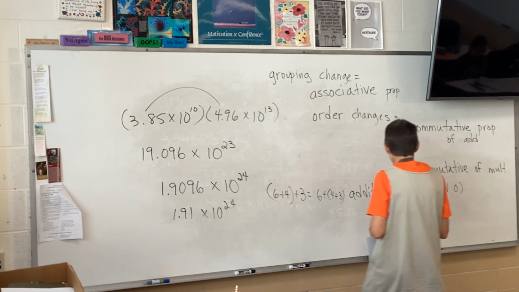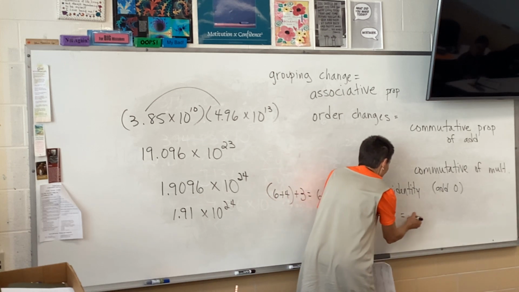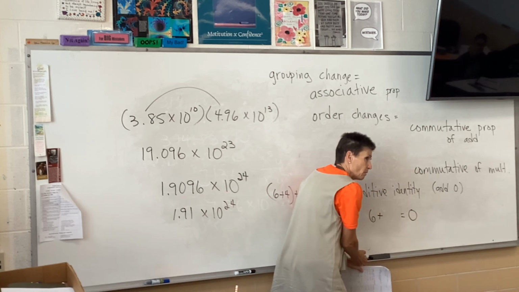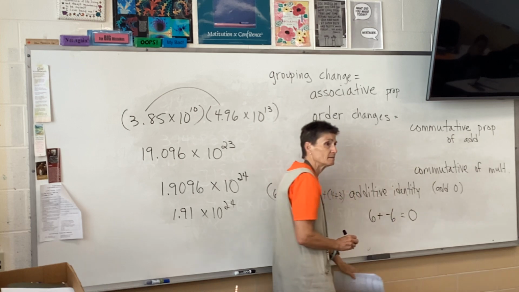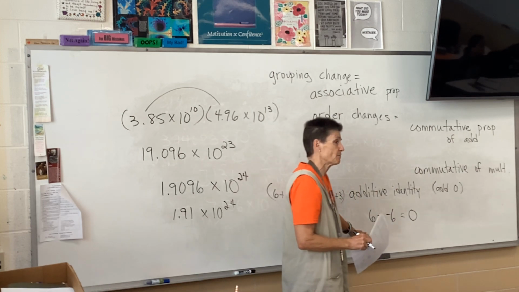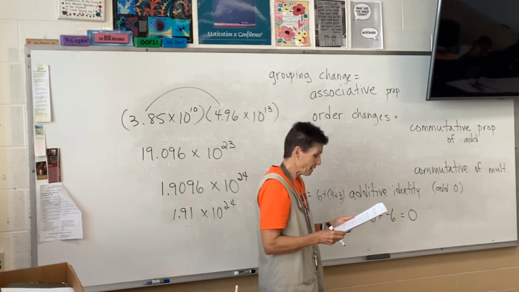How would I cancel in addition? What would I have to add if I wanted to cancel something out in addition? 6 plus what? Negative 6. The opposite? That's the additive inverse right there. That's the additive inverse. And how about H?